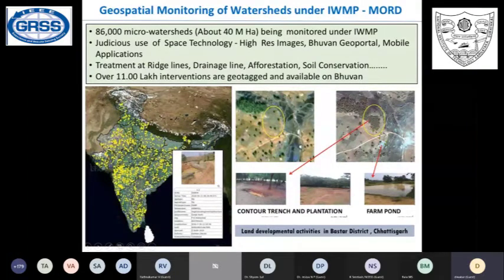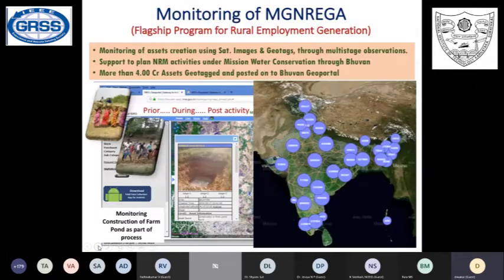Today, we are running a similar kind of program for 86,000 micro watersheds in the country as part of the integrated watershed management system, and more than 11 lakh interventions that have taken place have been geotagged and are available on Bhuvan in the public domain.